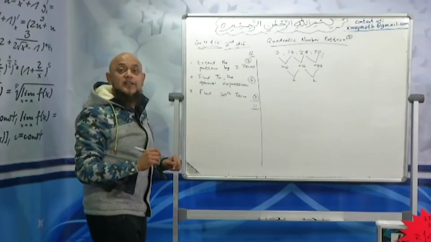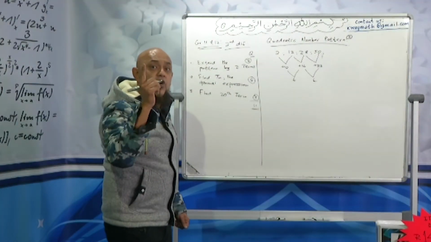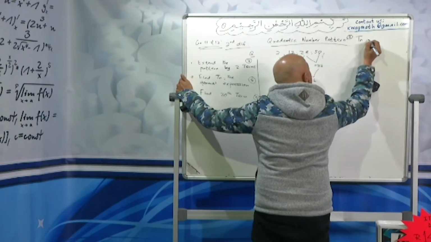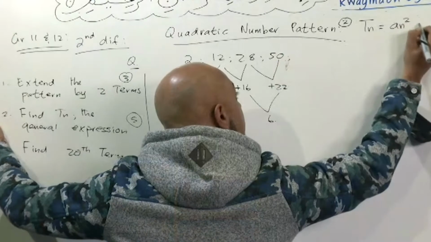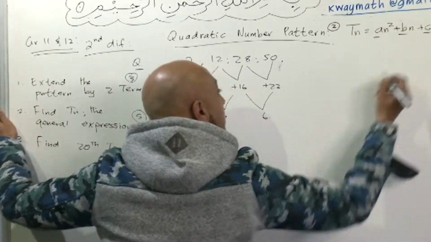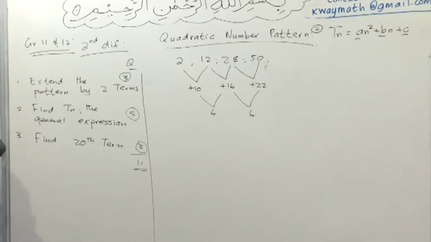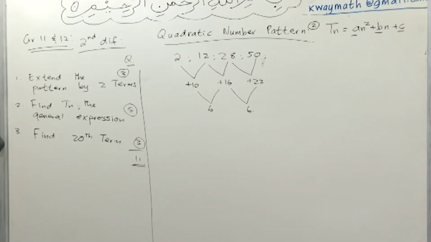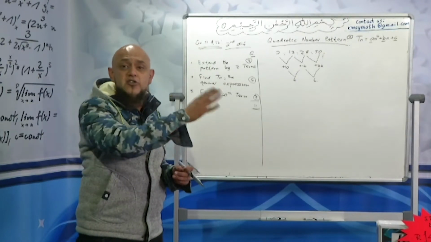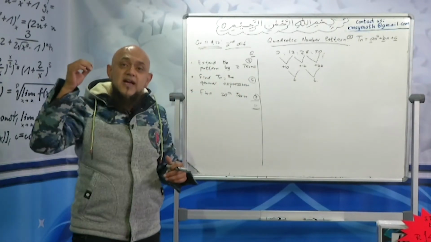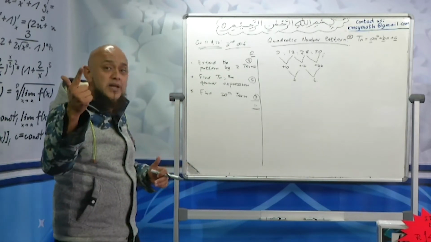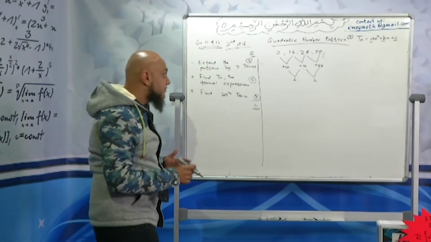And we know that the general expression for a quadratic number pattern, let's put it here on the top, Tn is equal to an squared plus bn plus c. Remember, we need to find a, b, and c. It's like a quadratic equation where you had ax squared plus bx plus c or ax squared plus px plus q. This is exactly the same, an squared plus bn plus c. We're solving for a, b, and c.